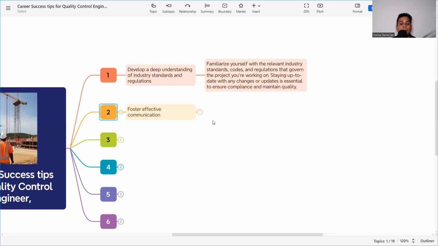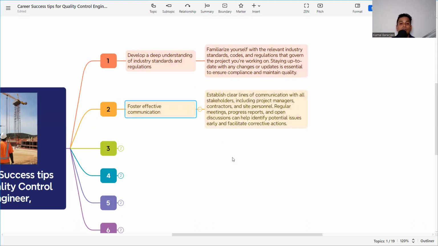Because also, same example in football: the 11 players playing, if they do not communicate properly, then the team will not win the game. The same way in construction quality control also, we need to establish clear, effective communication with each and everyone who is involved in the projects. Without this, it is impossible to get success.